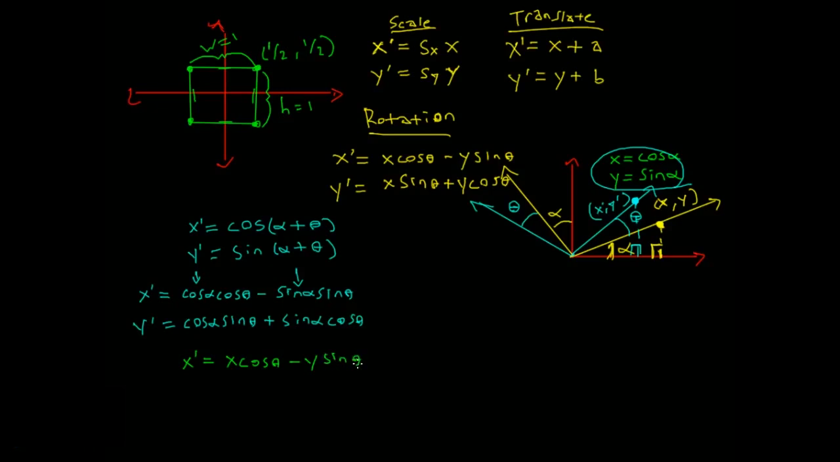In the same way we can write the y prime. So y prime is equal to, again cos alpha can be replaced with x sin theta plus sin alpha is y, so we can say y cos theta.